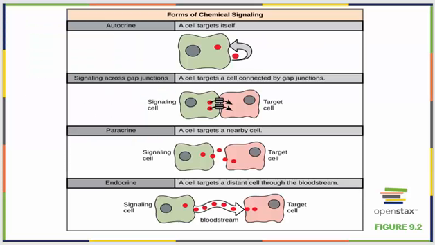There are 4 forms of chemical signaling. In autocrine signaling, a cell targets itself. In signaling across gap junctions, a cell targets another cell that it's connected to by a gap junction. In paracrine signaling, cells talk to neighbors, and in endocrine signaling, cells target distant cells, and they communicate with one another via the bloodstream. We'll look at all 4 of these types more closely.